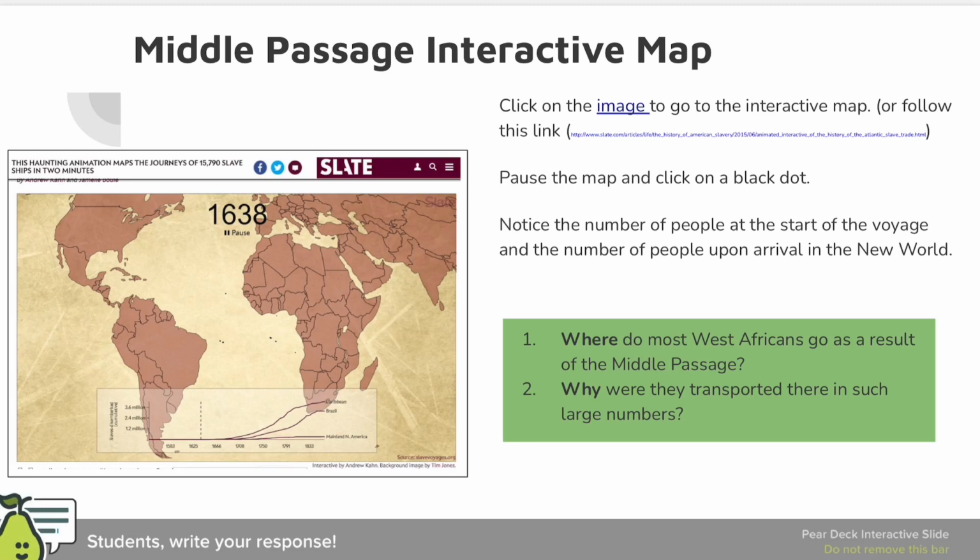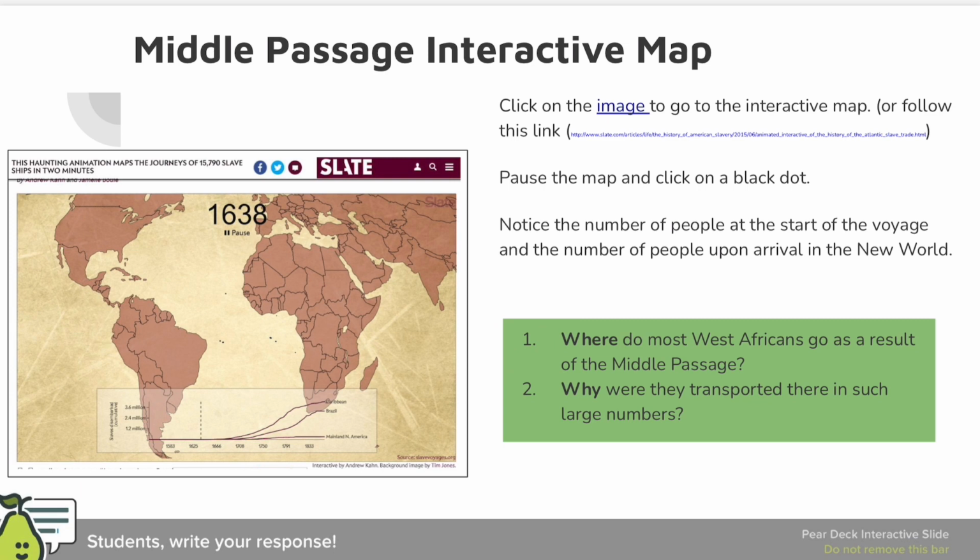Exactly. We start out with a larger population in Africa, but then we know that the mortality rate of the Middle Passage is so high, therefore we get a lower population actually making it to the New World.